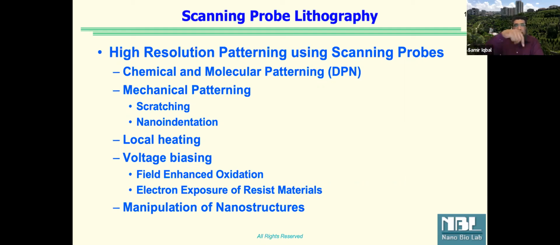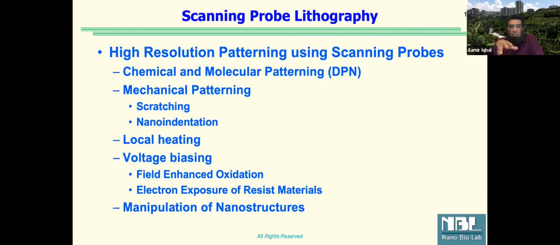We can mechanically scratch the surface. We can use that tip to heat a surface at a very localized point. Or we can apply a voltage from that tip on the surface. Or we can use that to manipulate nanostructures on the surface. There are all different ways how scanning probe lithography can be done.